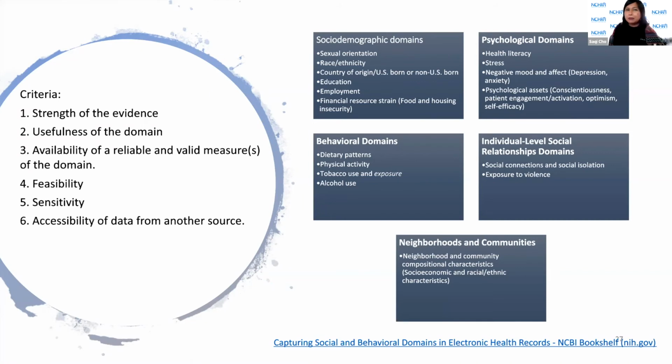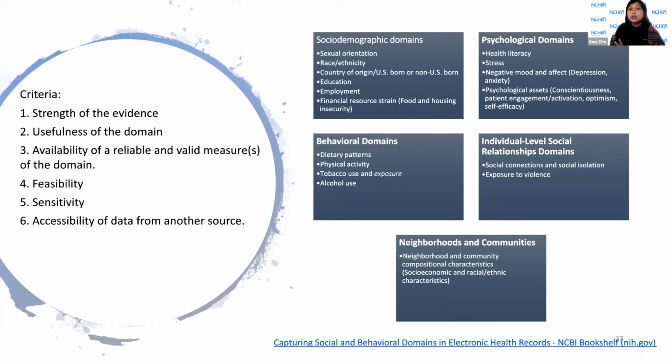The third is the availability of a reliable and valid measure of the domain. The fourth is feasibility, whether there's a burden that's placed on the patient or the clinician or the administrative team on time and cost for interface and storage. Then sensitivity, that is, if patient discomfort regarding revealing personal information is high, or if there's increased legal or privacy risks. And then finally, accessibility of data from another source. So if the information from an external source is accessible and it meets the needs of patient care, then it wouldn't necessarily need to be included in the EHR.